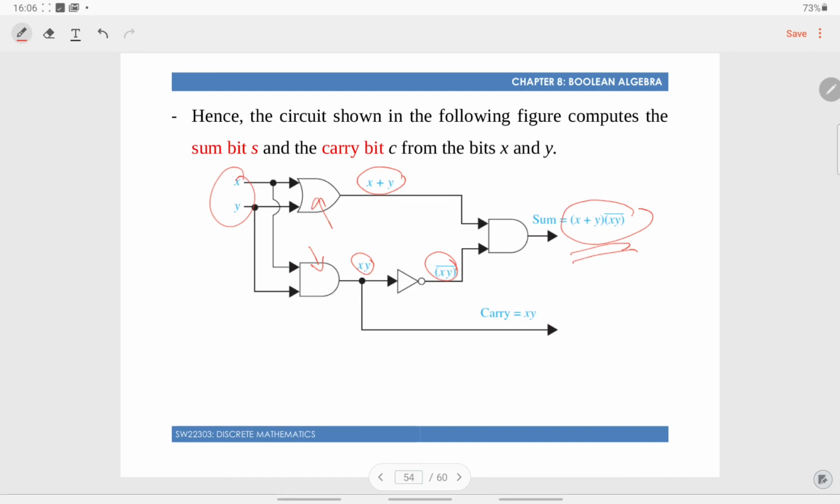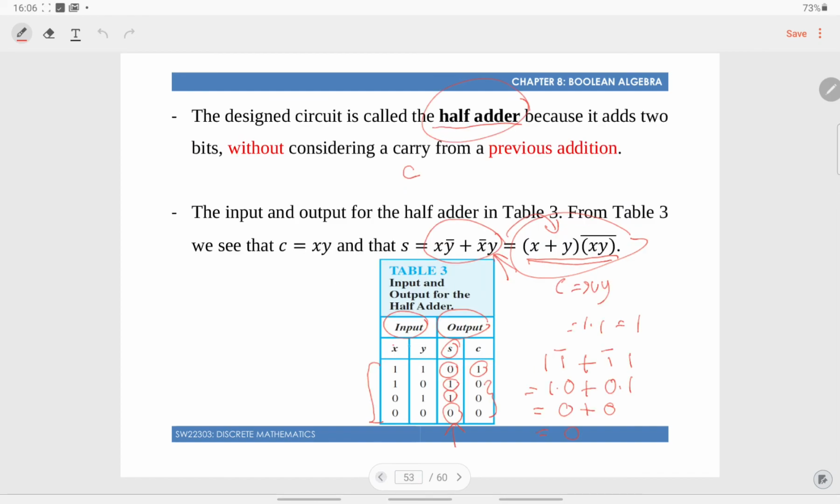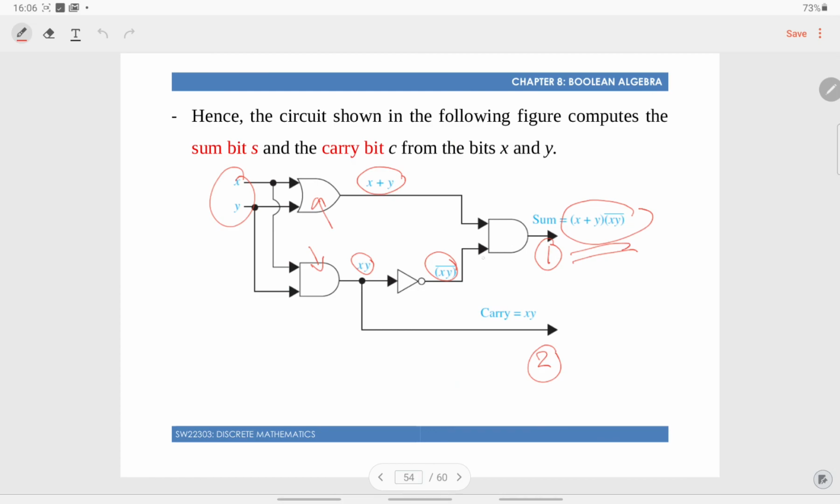The sum bit is the first output. The second output is C, which is the carry bit. The carry bit is xy. So this is the carry bit.